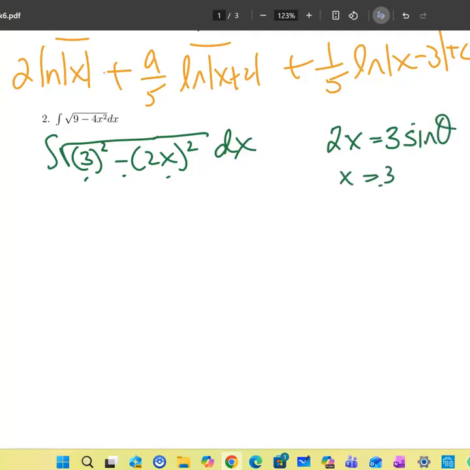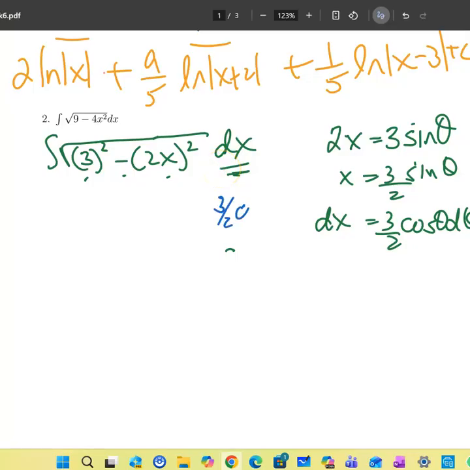And then if I'm going to solve for x, remember, the most common mistake is to forget to find the dx and then forget to put it in, right? So we don't want to do that. So dx is 3/2 cosine of theta d theta.